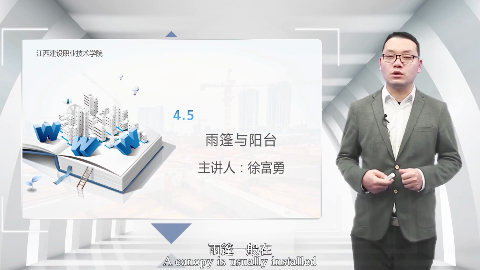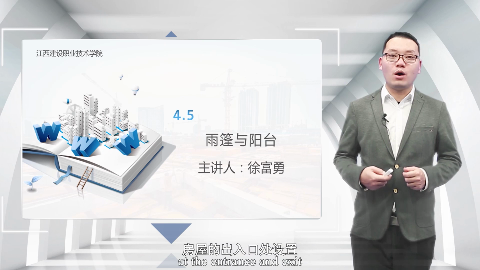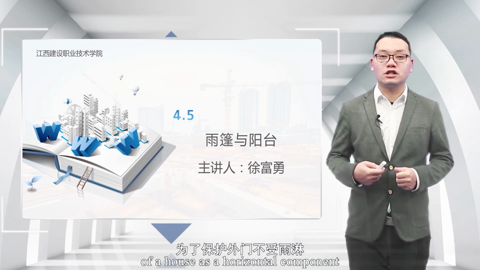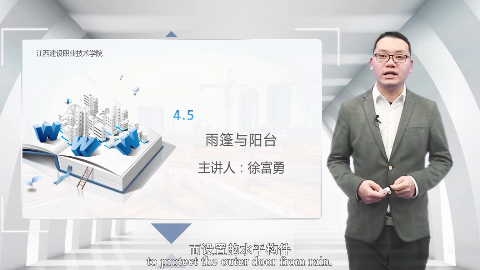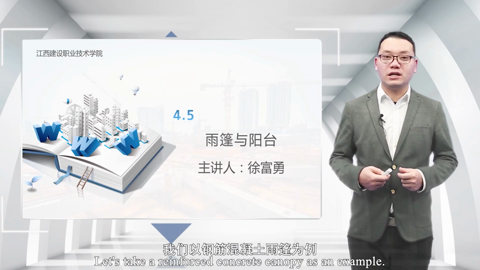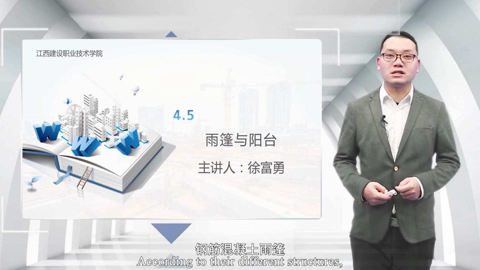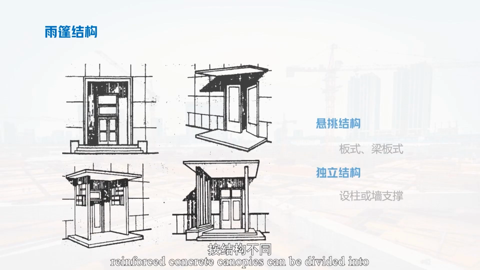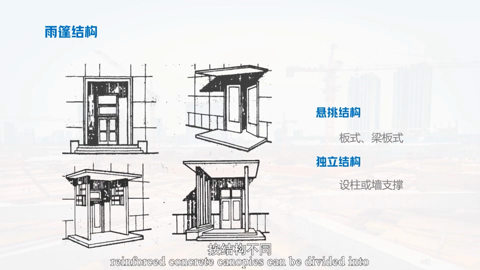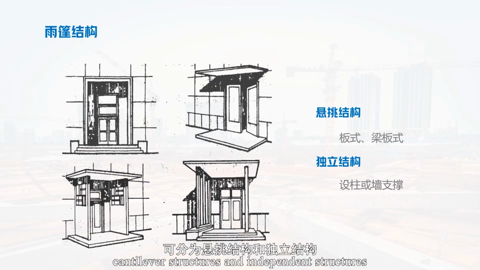A canopy is usually installed at the entrance and exit of a house as a horizontal component to protect the outer door from rain. Let's take a reinforced concrete canopy as an example. According to their different structures, reinforced concrete canopies can be divided into cantilever structures and independent structures.